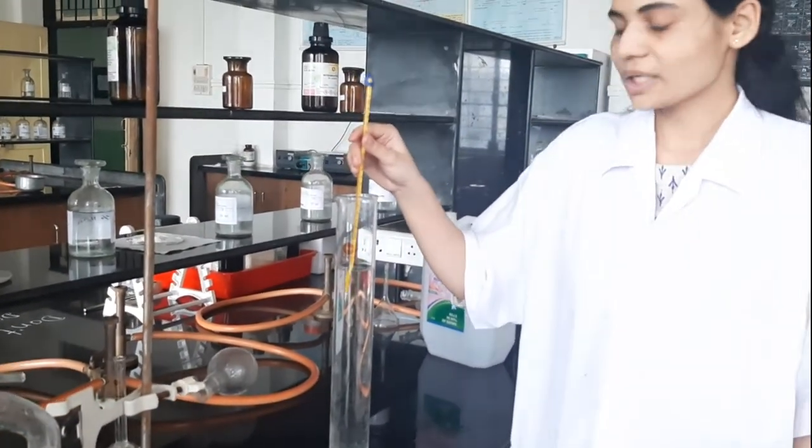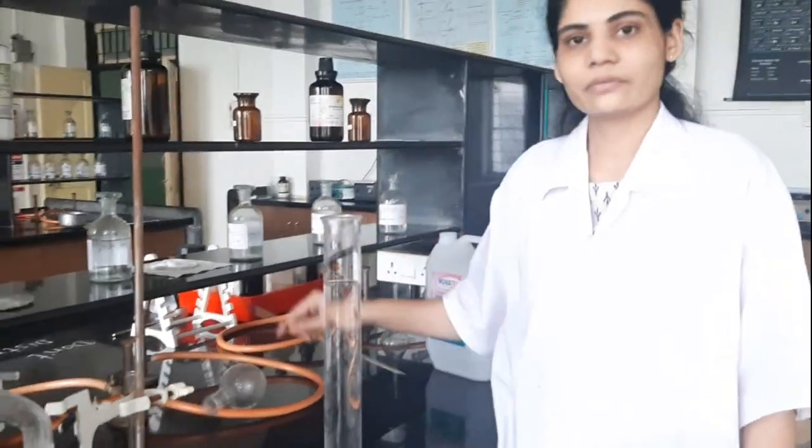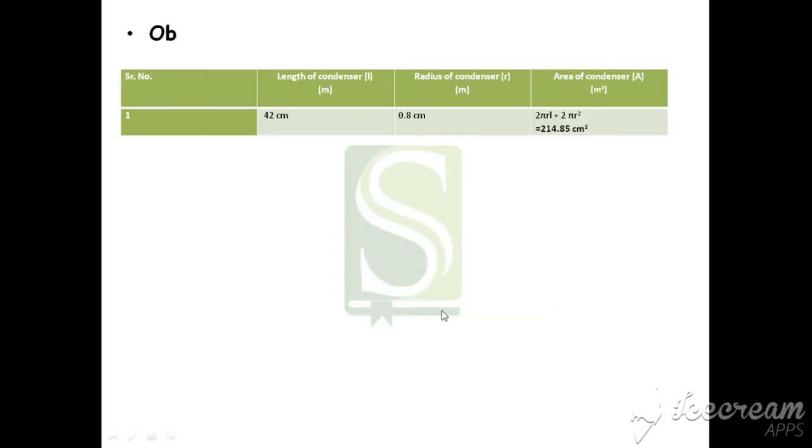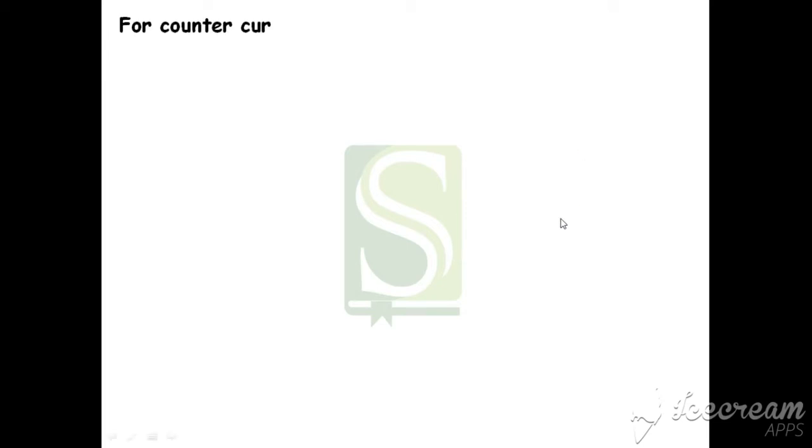Okay. So now we will proceed further with the calculations for this experiment. Now let us see the observation table. So the length of the condenser was 42 centimeters and the radius of that condenser was 0.8 centimeter. So the area of condenser was calculated using the formula 2 pi RL plus 2 pi R square. So the area of our condenser was 214.85 centimeter square. Now let us see the calculations for amount of heat gained and lost for countercurrent flow.